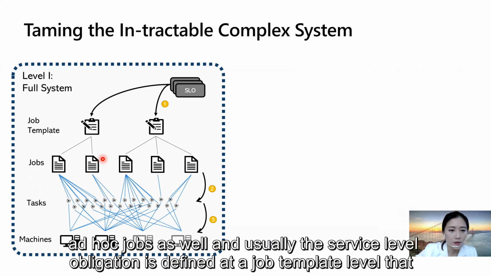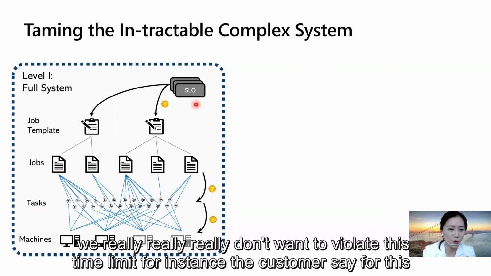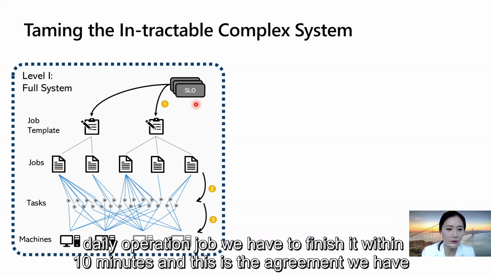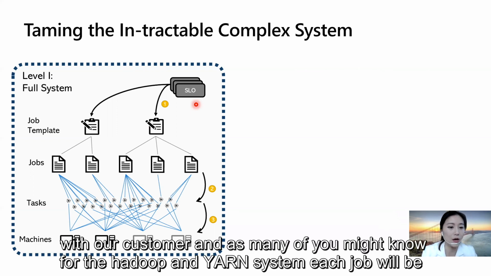And usually the service level obligation is defined at the job template level, and we really don't want to violate this time limit. For instance, the customer says for this daily operation job, we have to finish it within 10 minutes. And this is the agreement we have with our customer.